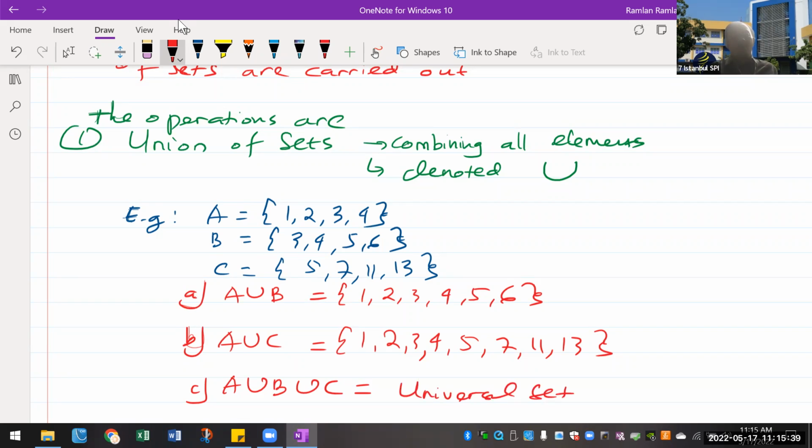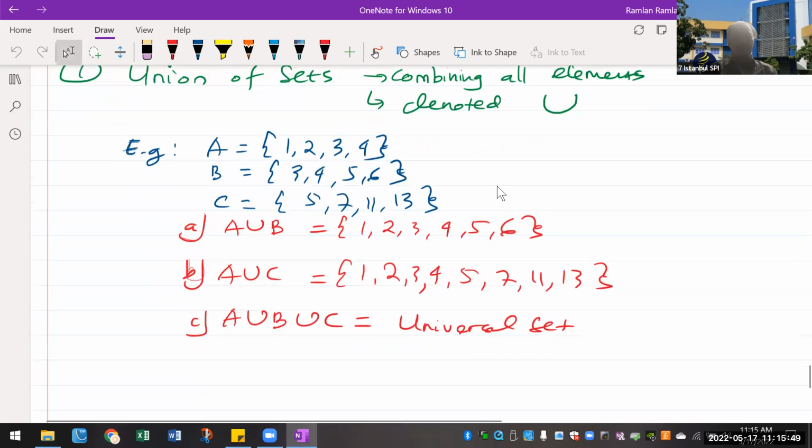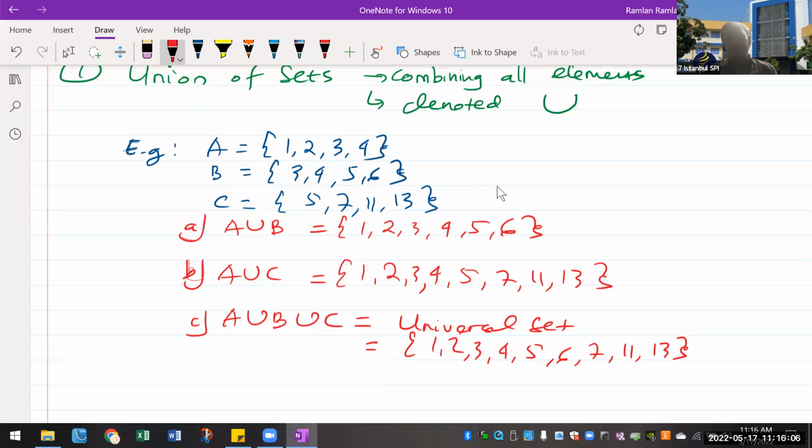Because we're combining all of the sets in this question. So I can write down the elements of all of the sets. That will be 1, 2, 3, 4, and then 5 and 6, and then 7, 11, and 13. Simple as that, guys. Again, the union set, just combining all the elements. Just make sure that all of them need to be distinct.